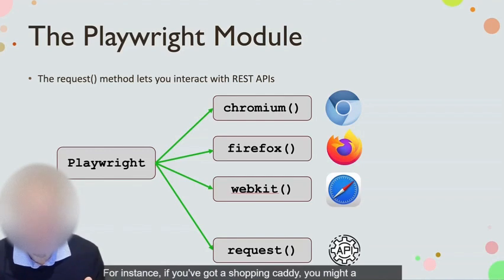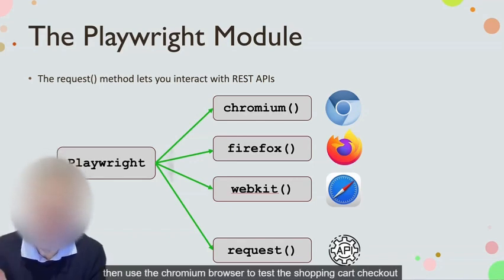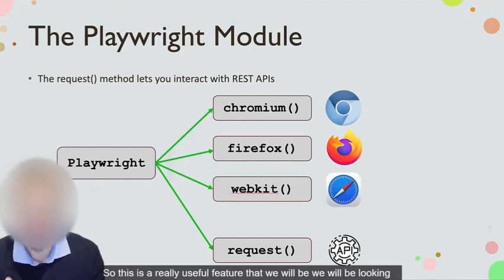For instance, if you've got a shopping application, you might want to have your user register and add some items to the shopping cart via your API, and then use the Chromium browser to test the shopping cart checkout function. So this is a really useful feature that we will be looking at later on.